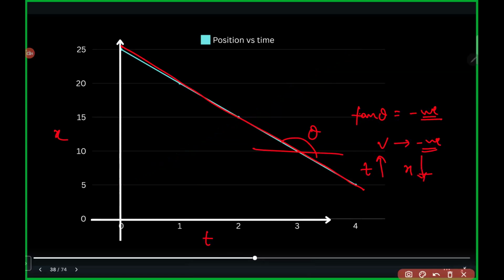Clear everyone? सिंपल है ना काफी? किसी को कोई डाउट यहाँ तक? बताओ. नो डाउट ना? ओके.